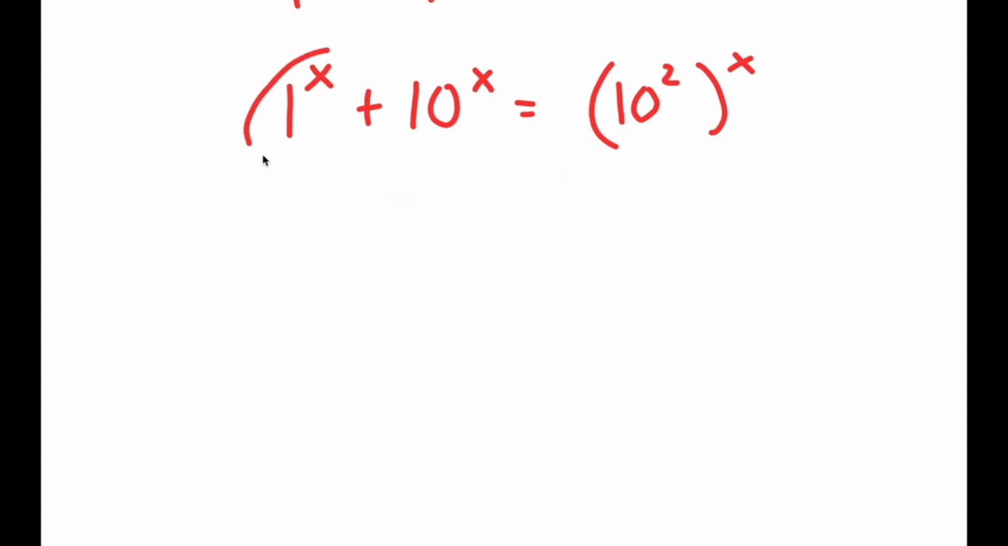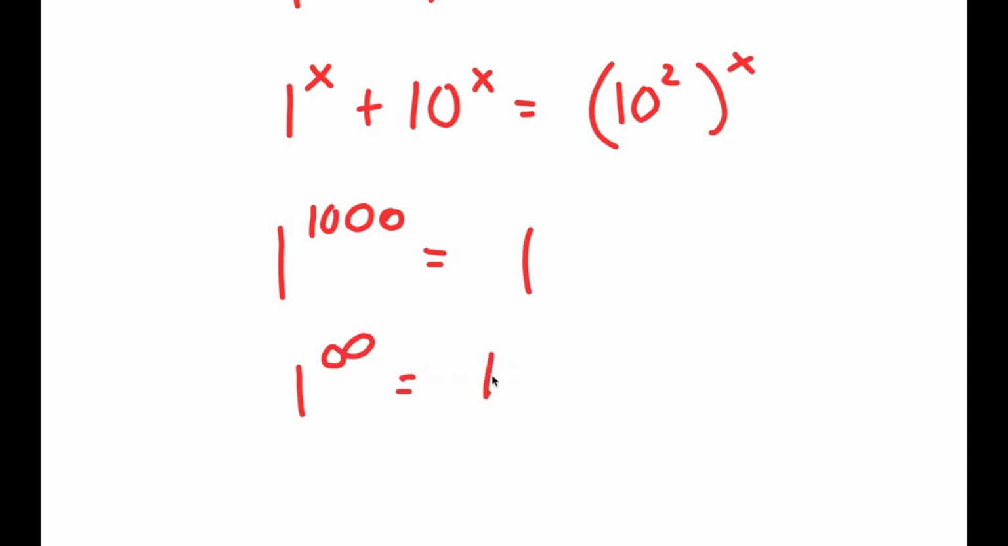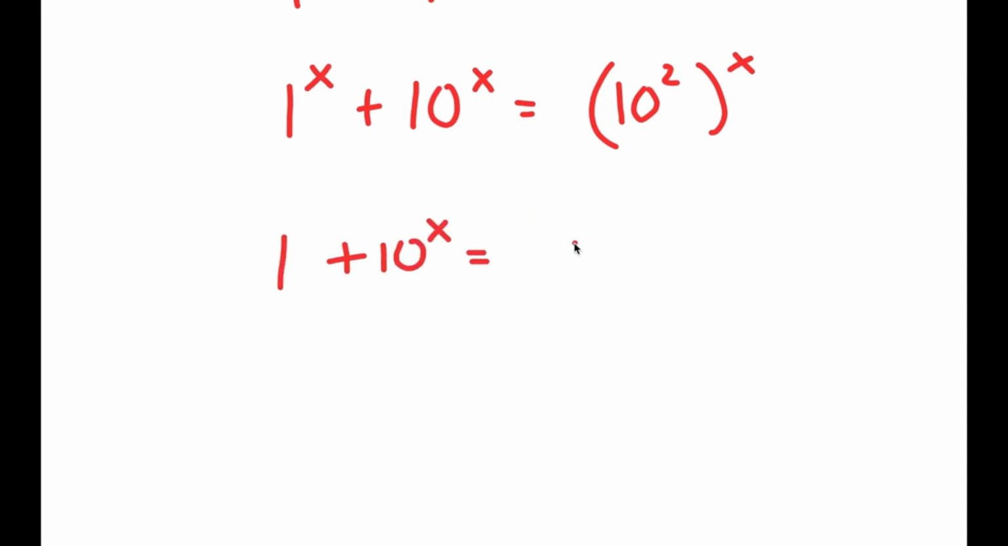I'm going to look at the term 1 to the power of x. Well, let's say we have 1 to the power of any number, like 1000. This is still equal to 1. And even if we have 1 to the power of infinity, this is still equal to 1. So no matter what value x could be, 1 to the power of x will still be equal to 1, meaning we can just ignore the x and just say this is 1 plus 10 to the power of x is equal to 10 squared to the power of x.